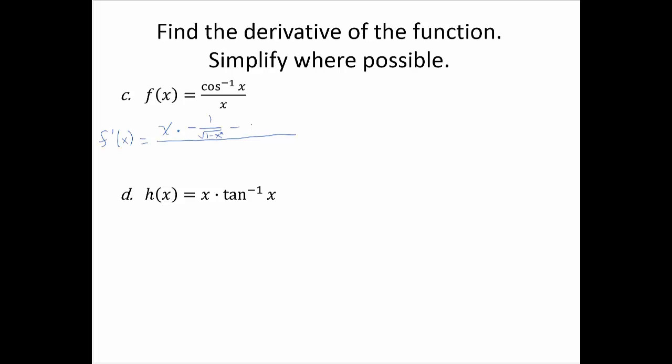minus the high function, the top function, cosine inverse of x, times the derivative of the lower function. The derivative of plain x is 1, and then I would have the denominator squared in the denominator. Alright, so now let's see, can we clean this up a little bit? I see that I don't like fractions in fractions, so what I would do is I would multiply both numerator and denominator by the square root of 1 minus x squared.